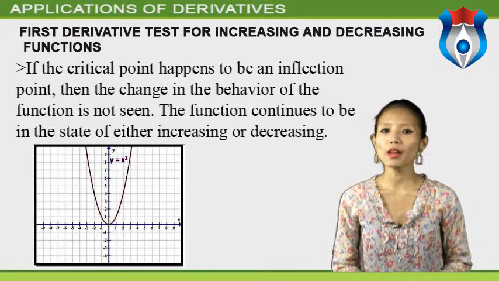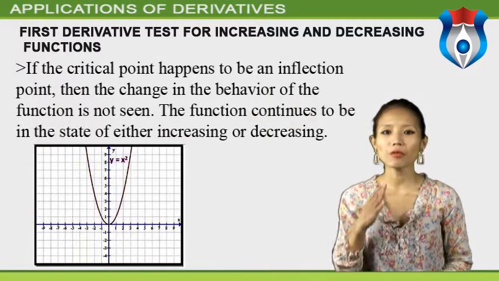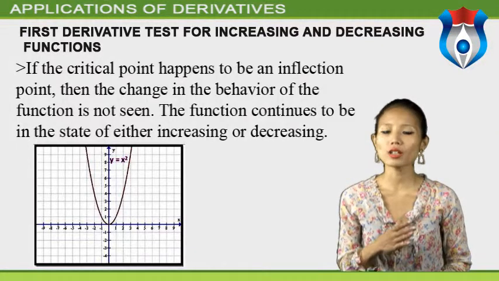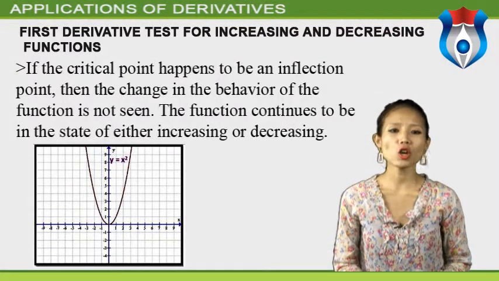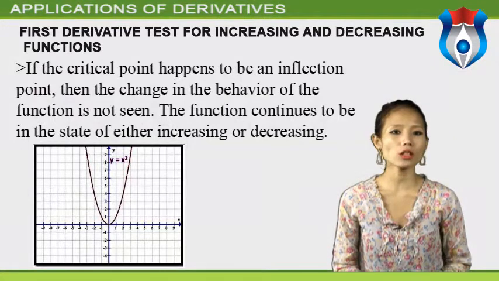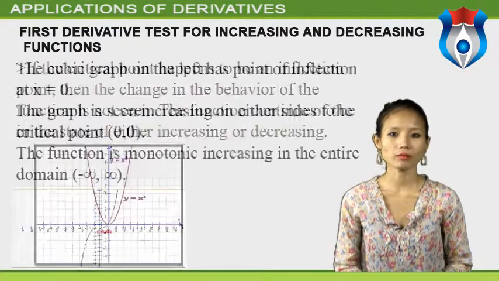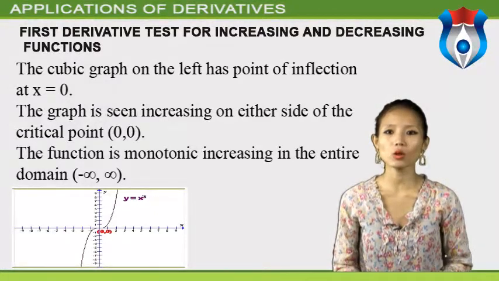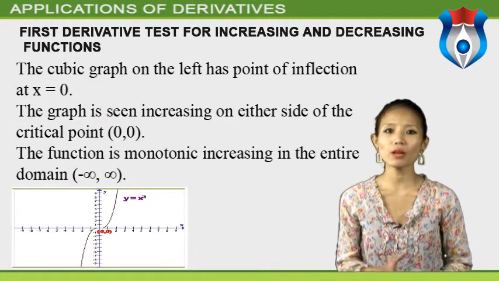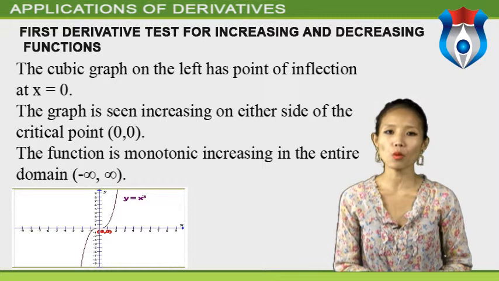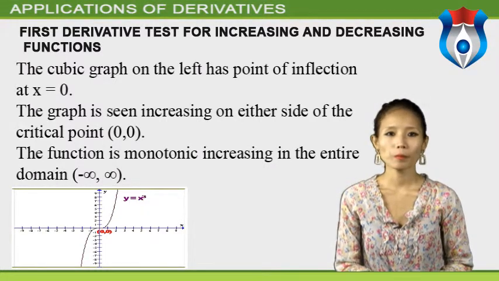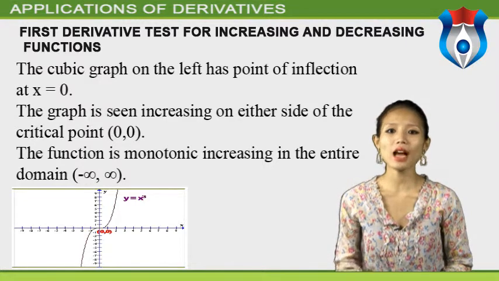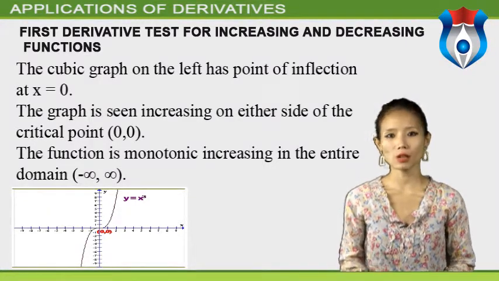If the critical point happens to be an inflection point, then the change in the behavior of the function is not seen. The function continues to be in the state of either increasing or decreasing. The cubic graph has a point of inflection at x equal to 0. The graph is seen increasing on either side of the critical point (0, 0). Indeed, the function is monotonic, increasing in the entire domain (minus infinity, infinity).